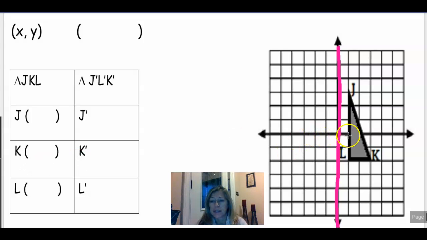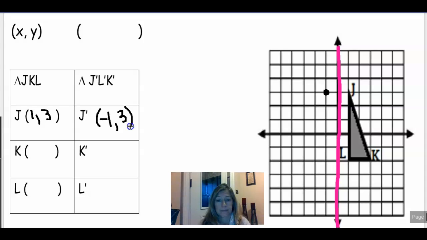So J is at 1, comma, it looks like 3. So I'm going to write 1, comma, 3. Now as we reflect over the y-axis, we need to make sure we're equidistant from the y-axis. So J is 1 away from the y. J prime should be 1 away in the other direction. So if you notice, what changed this time? The x value changed, not the y. All right, I'm going to label that J prime.